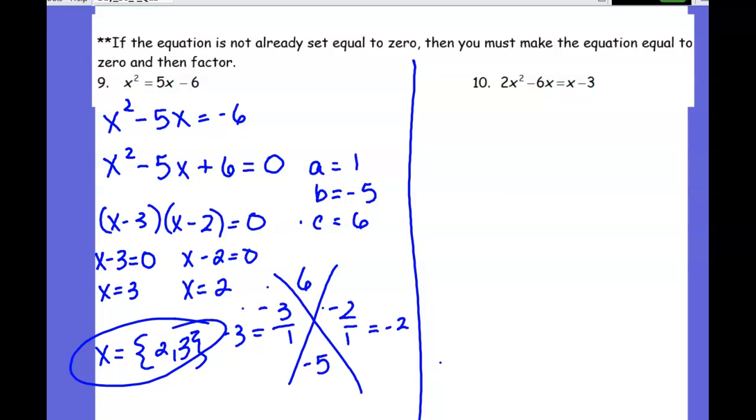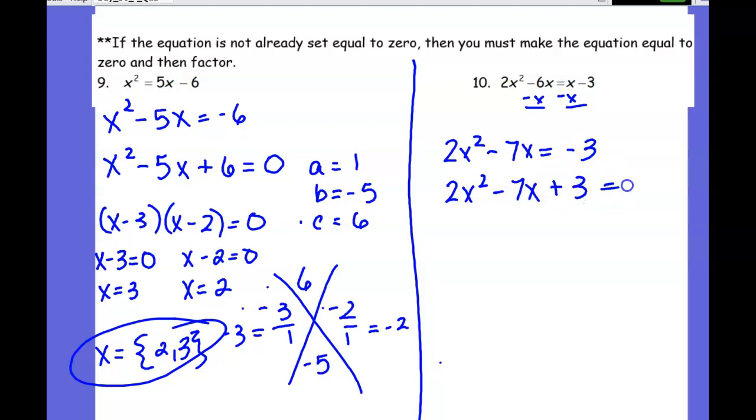Same with number 10. We want to put this in standard form. So I'm going to start by subtracting x from both sides. When I did that, I got 2x squared minus 7x is equal to negative 3. Now I'm going to add 3 to both sides. 2x squared minus 7x plus 3 is equal to 0. From here, we identify our A is 2, B is negative 7, and C is 3.